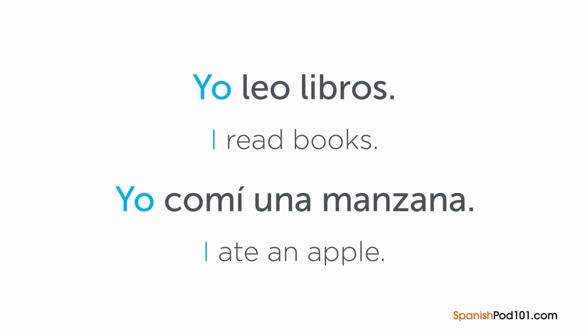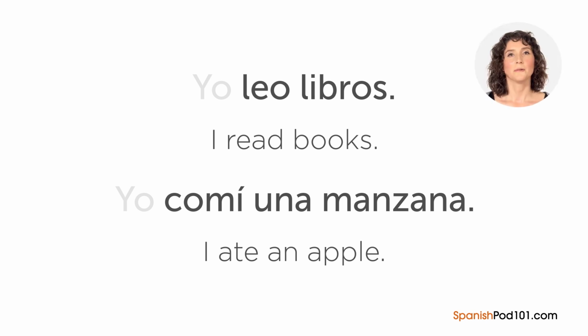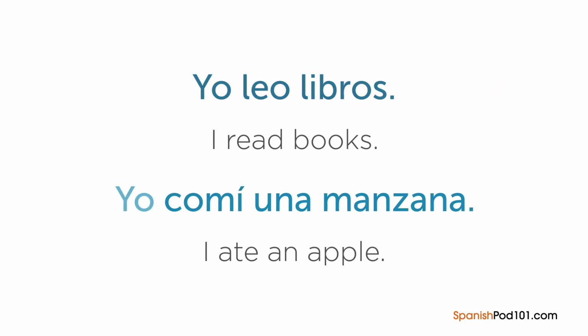Notice how the subject I is omitted from the sentence. This is how most Spanish sentences are constructed and spoken in real life. When it's clear who or what the subject is, most Spanish speakers would omit the subject altogether. Yo leo libros and yo comí una manzana would only be used if the subject is unclear or if you wanted to place a stronger emphasis on the subject, as if to say, I am the one who reads books, or I was the one who ate the apple.